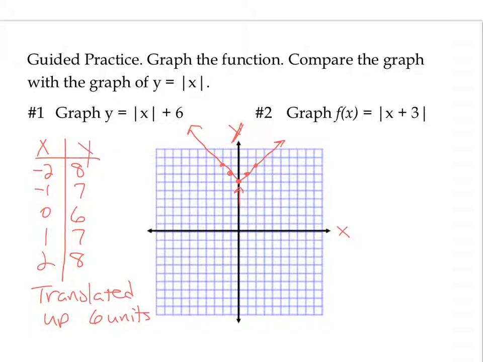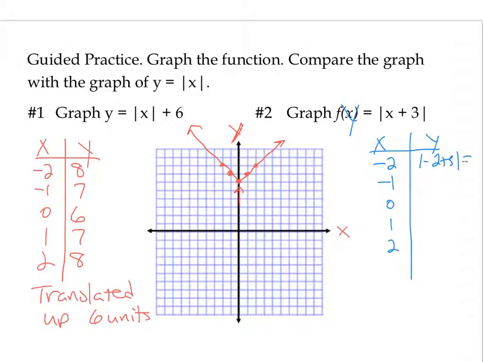Now let's look at number 2. f of x equals absolute value of x plus 3, where the plus 3 is inside the absolute value. And keep in mind as well that when you see f of x, that's the same thing as y equals. So we're not going to do much different here other than let's make a table of values. And let's plug in those same x values. When you plug a negative 2 in here, you're going to have absolute value of negative 2 plus 3.